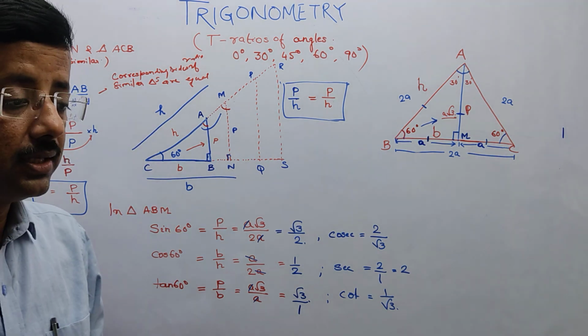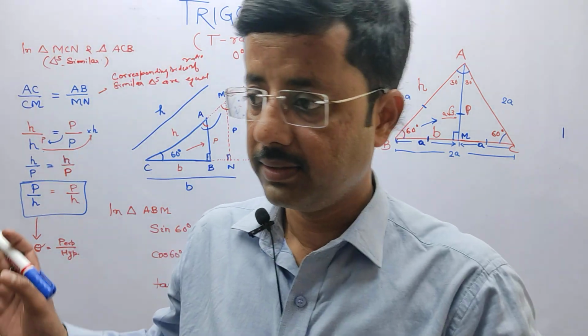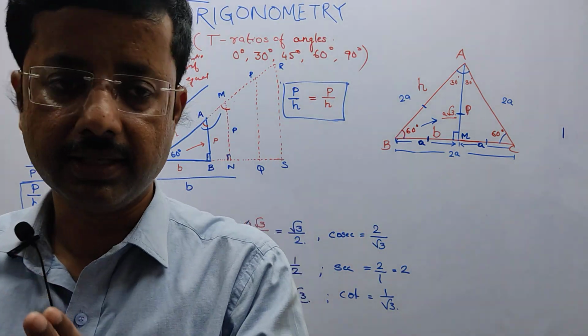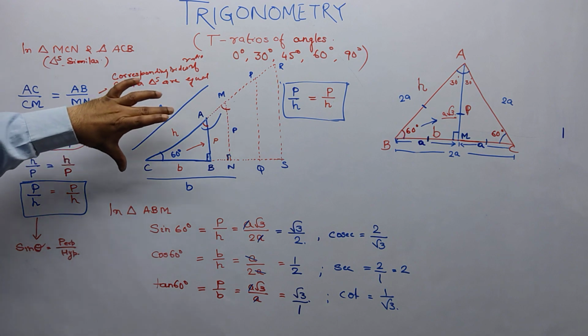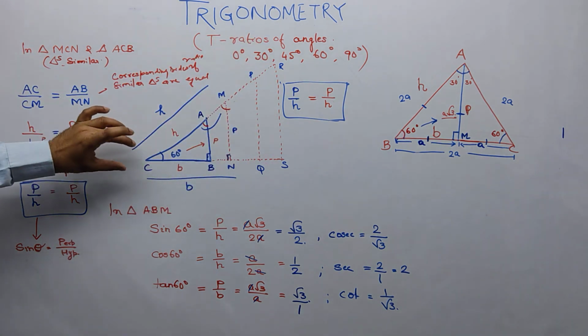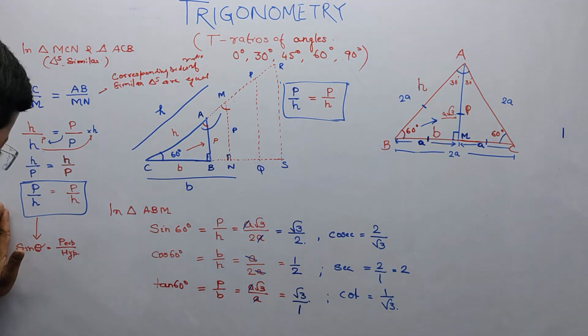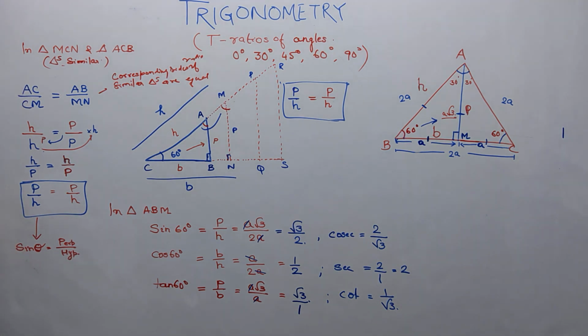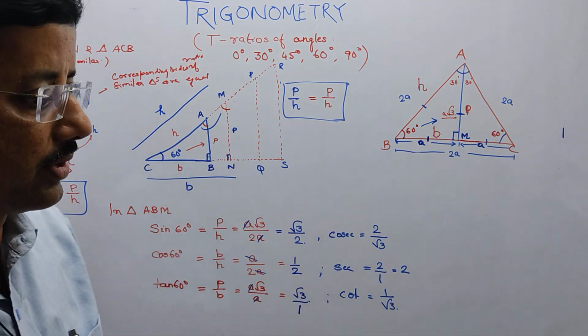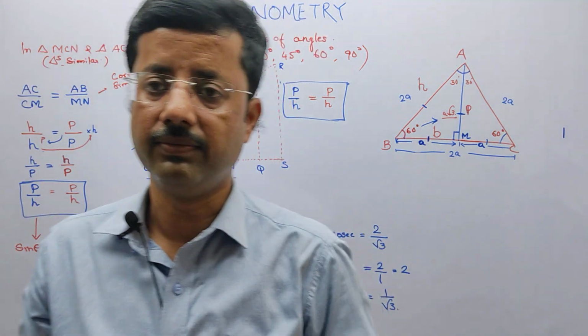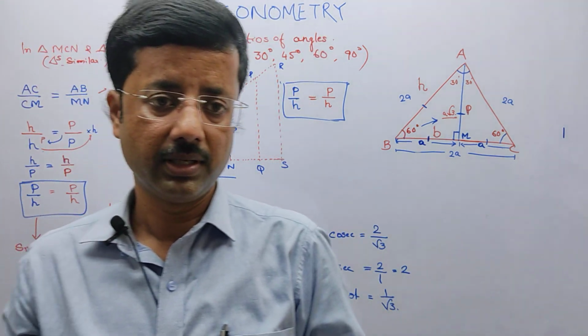So we have proved that if the angle is 60 degrees, then whatever the size of the triangle made with this angle, it will have the same values of T ratios, that is sin 60, cos 60 and tan 60 will have the same value. With the change in the size of the triangle, there is no change in the values of the T ratios.